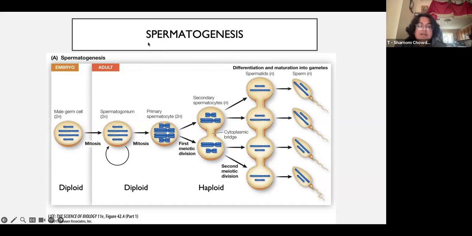What's the difference between diploid and haploid? Diploid is 2N, haploid is N, and that refers to the amount of genetic material within the actual cell. So in this case, because you have a 2N cell and it undergoes mitosis, it remains as 2N. But meiosis goes from diploid to haploid, from 2N to N. So during the first meiotic division, the primary spermatocyte becomes a secondary spermatocyte.